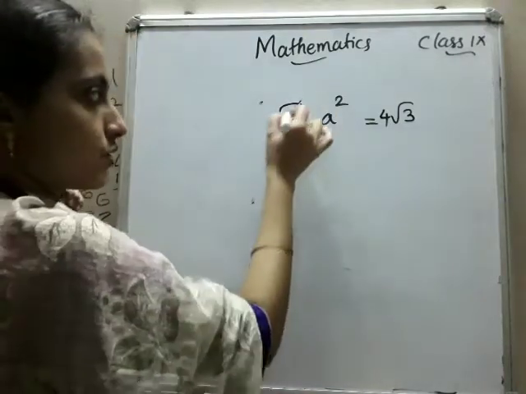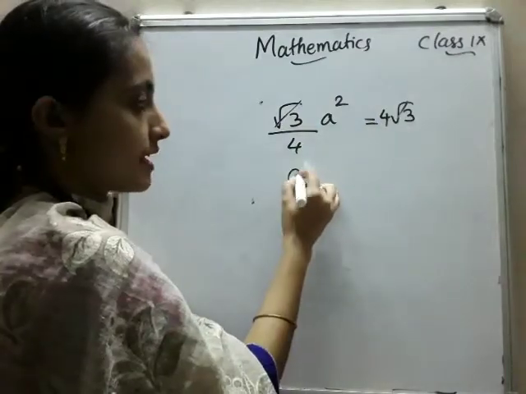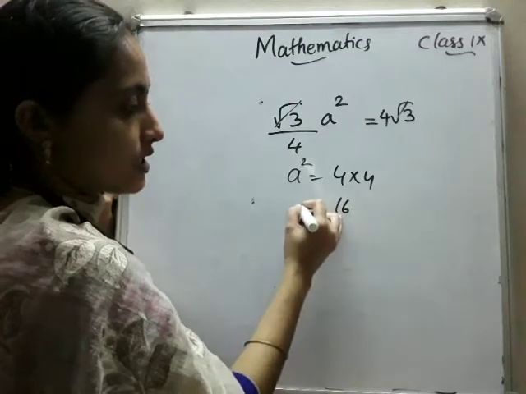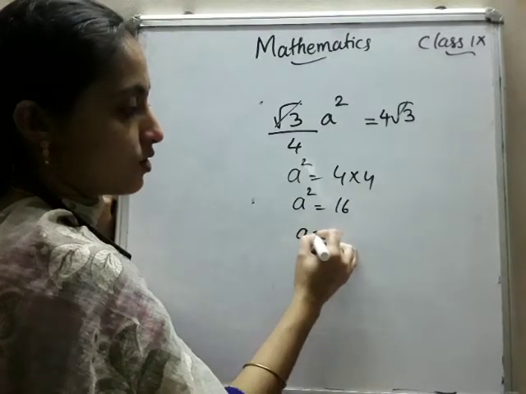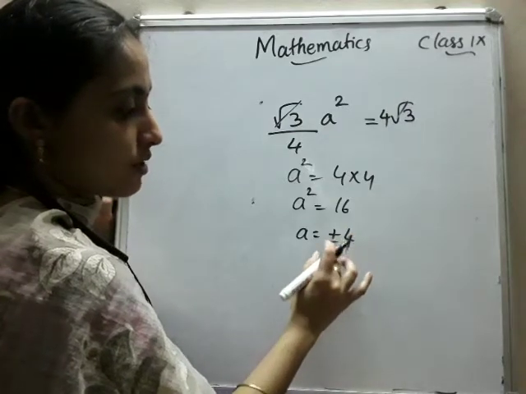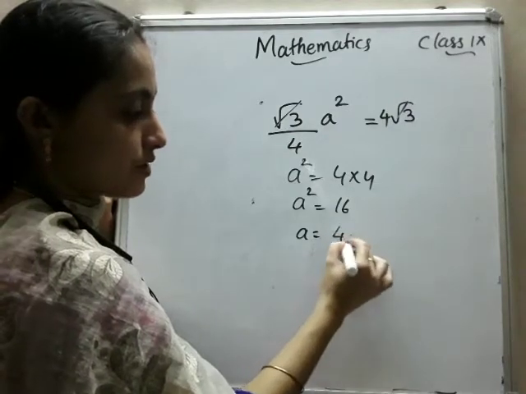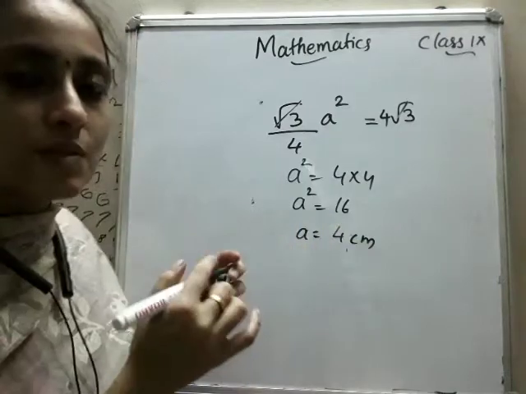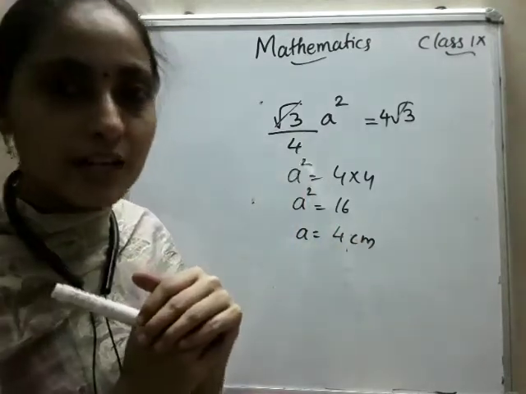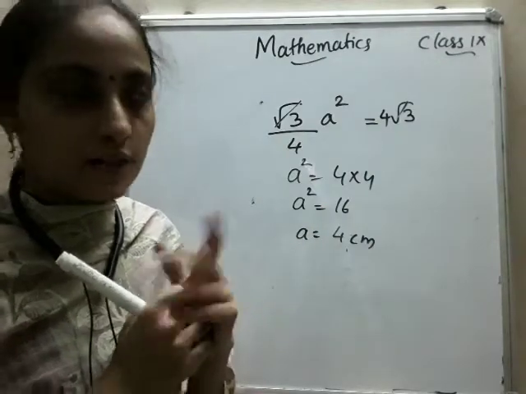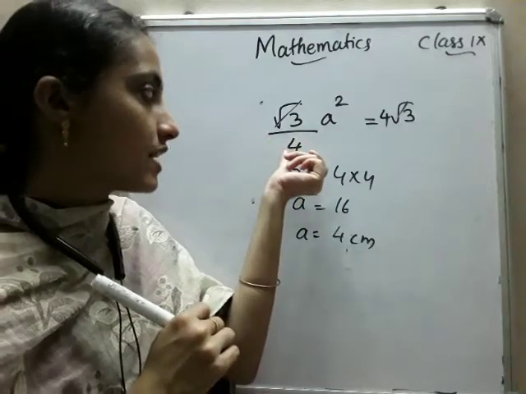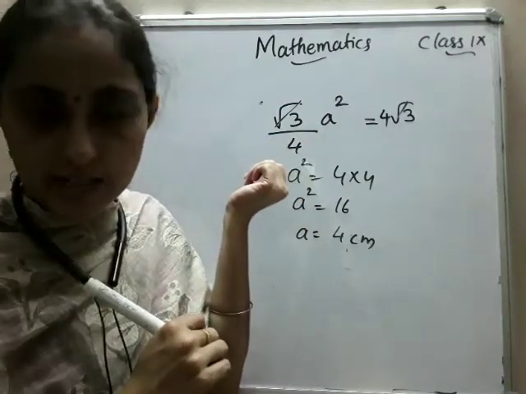How will you find it? Yes, root 3 and root 3 cancel. So a square will be equal to 4 into 4, that is 16. So a square is equal to 16, a will be equal to plus or minus 4. Plus or minus 4 means, you can simply write 4 centimeter. Why? Because all sides will always be positive. So you can write just 4 centimeter. This is a simple example for an equilateral triangle. These type of questions will be asked, sometimes for 2 or 3 mark questions. So you have to learn by heart that the area of the equilateral triangle is root 3 by 4 a square.